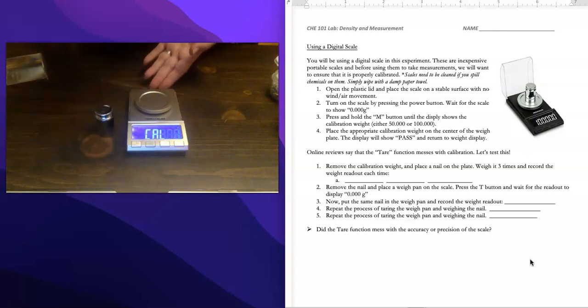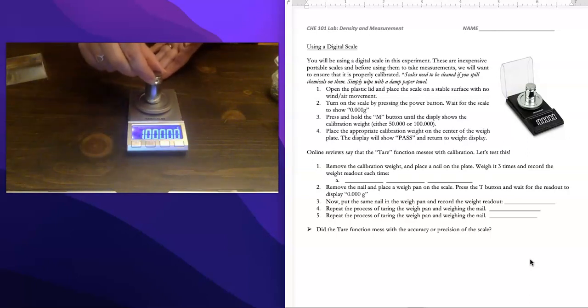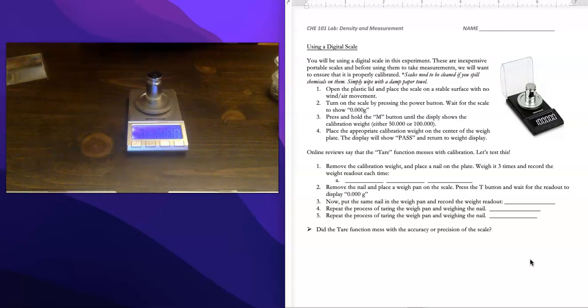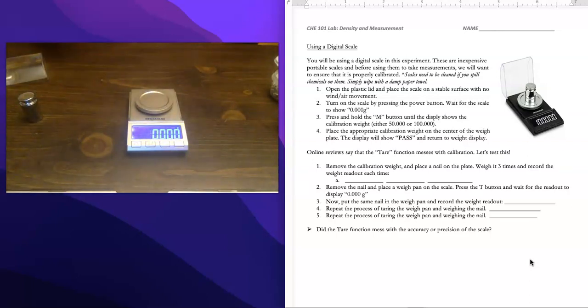I'm going to click the M where it says cal, and it's going to blink and flash 100 and then pass. It is now calibrated once it is back to saying 100 and not flashing. So now our scale is ready to use. We take that off and it's back to 0. All right, so that is an important step.